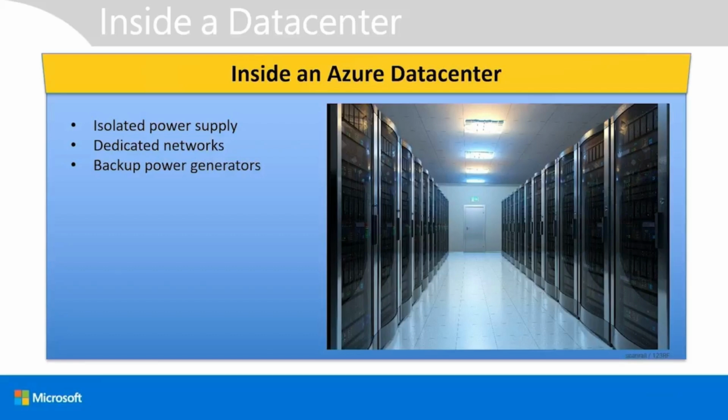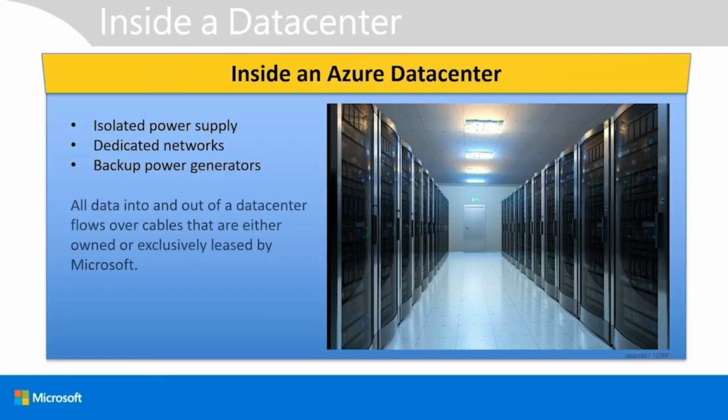That kind of localized protection against things that might go wrong is referred to as fault tolerance. Also, all data that flows into and out of a data center flows over cables that are either owned by Microsoft or leased for their exclusive use, and that's important from a security perspective. Now, if you want to see a really cool visual representation of an Azure region that you can explore, you can browse to this URL as shown on screen, and you can check it all out for yourself.